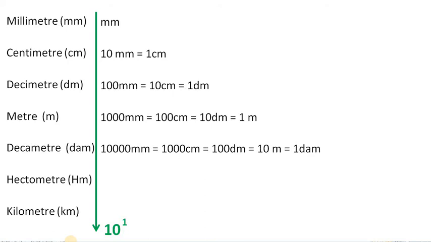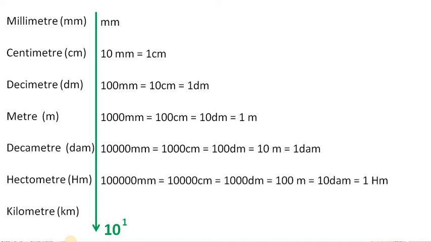Further, 10 meter is 1 DAM, that we'll say as decameter. 10 decameter is equal to 1 hectometer. Here the unit is hectometer, which is not the hectare. Hectare is a unit measured for area. Now we are dealing with linear measurements, meaning length. So kindly note that this is hectometer. 10 hectometer is a kilometer.